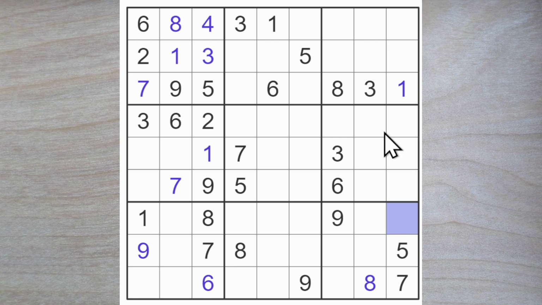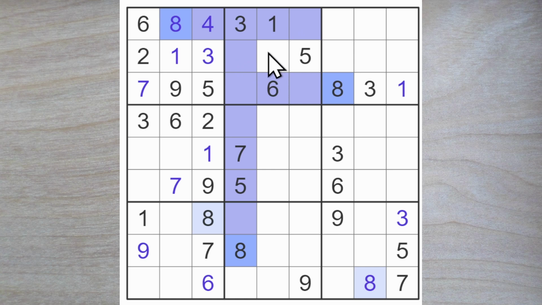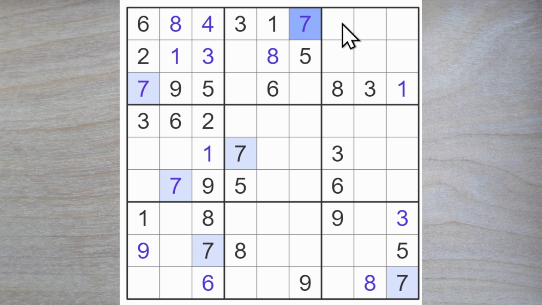This is a 3, however. 3 blocks down, like so. So a 3 goes here. So I'm thinking about an 8. Because this 8 blocks across, this 8 blocks up, this 8 blocks across, we have an 8 here. Now I'm thinking about a 7. This 7 blocks up and this blocks across. We have a 7 here.